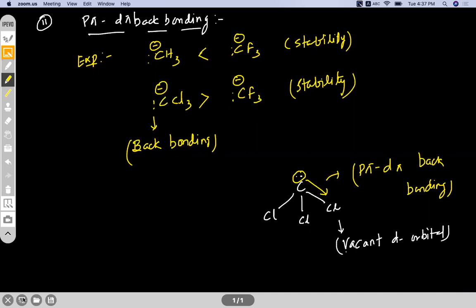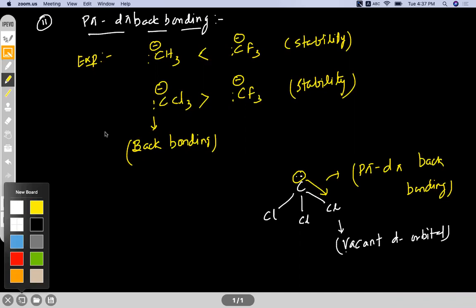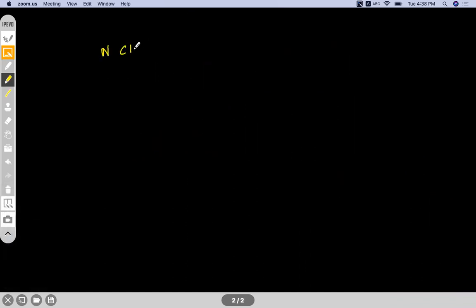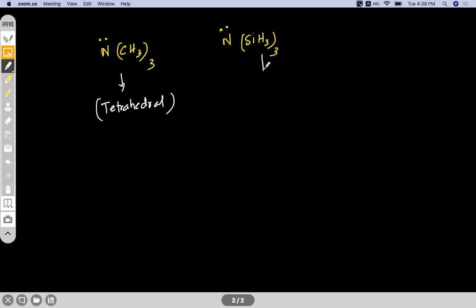If you see these two molecules, another example here. Suppose we have N(CH3)3 with a lone pair on the nitrogen atom, and another one is N(SiH3)3 with a lone pair. This N(CH3)3 has tetrahedral geometry, but this one is trigonal pyramidal, or simply pyramidal. Okay.